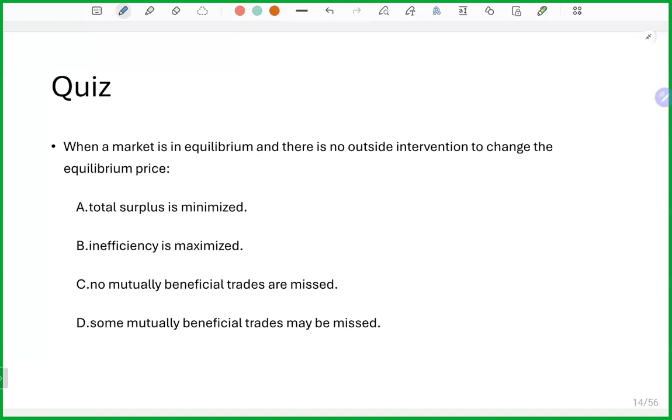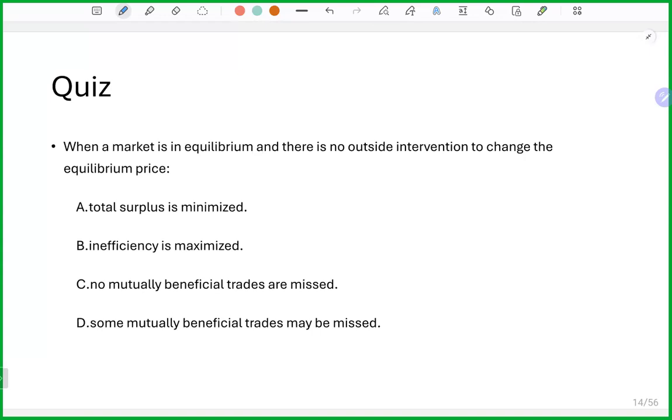So that's an easy question, right? We claimed that markets are efficient. This question is asking the definition of efficiency. Of course, at the market equilibrium there is no interruption, and in equilibrium the total surplus is maximized. Buyers and sellers benefit, total benefits are maximized, and efficiency is achieved.